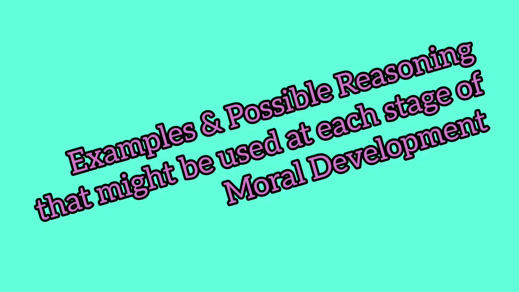Examples of some of the arguments that might be used by individuals at each stage of moral development are set out below. Stage of moral development, then we have possible reasoning. So 1. Obedience and punishments. Heinz should not steal the drug because if he does, he will be put in prison. Under the first phase, obedience and punishments, they are of the view that this would be very bad, or Heinz should steal the drug. It only cost $200 and he offered to pay a lot more. He was only stealing the drug, nothing else.